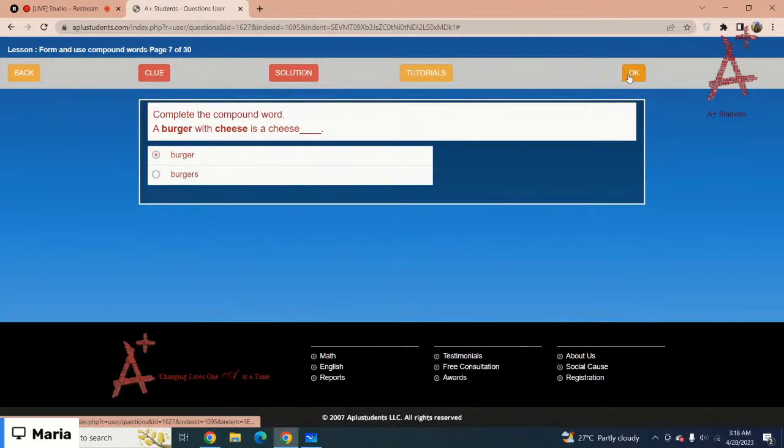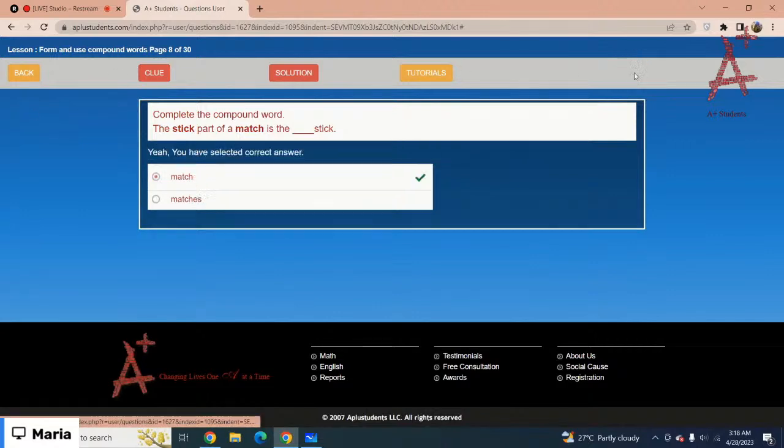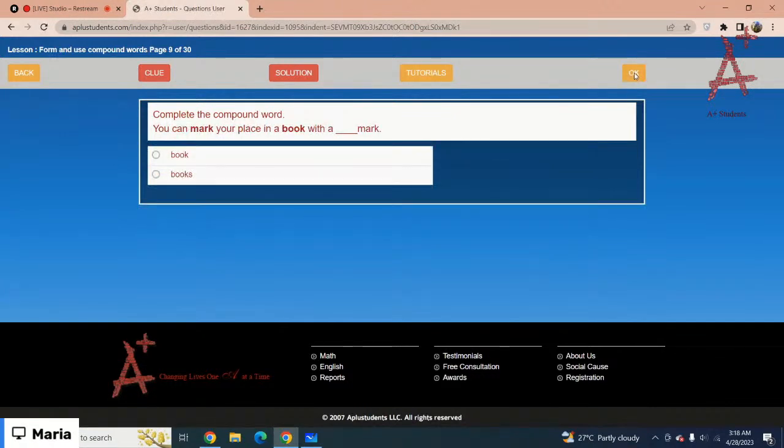It's okay if you guys already done this lesson, but I have to complete this lesson right now. The stick part of the match is the dash stick. The stick part of the match is the match stick. The correct option is match stick. You can mark your place in a book with a dash mark. Yes, that is bookmark. A berry that is almost black is a dash berry, which is the correct option? Yes, a berry that is almost black is a blackberry. The correct option is blackberry.